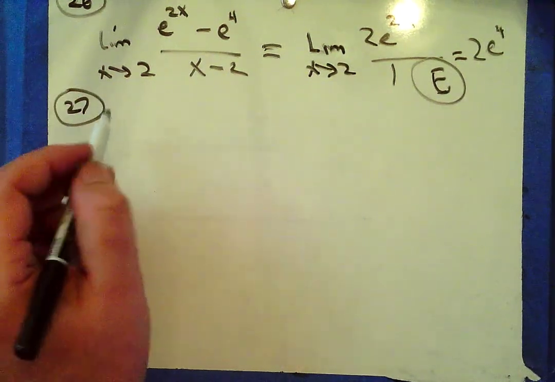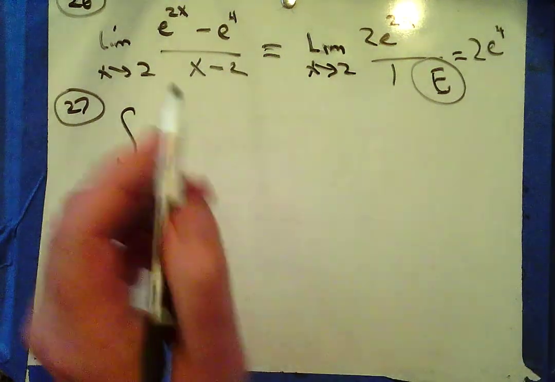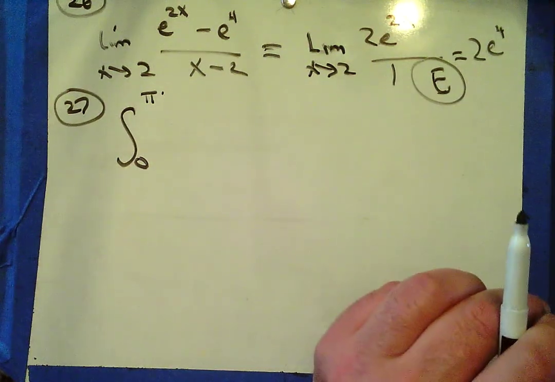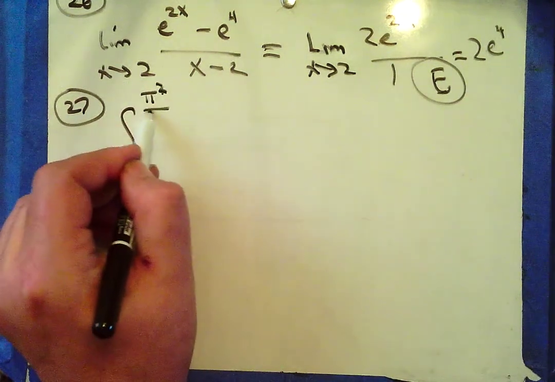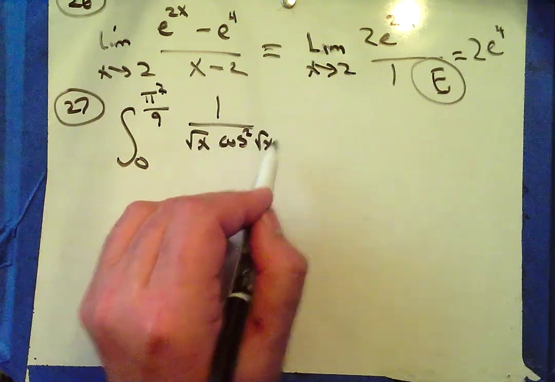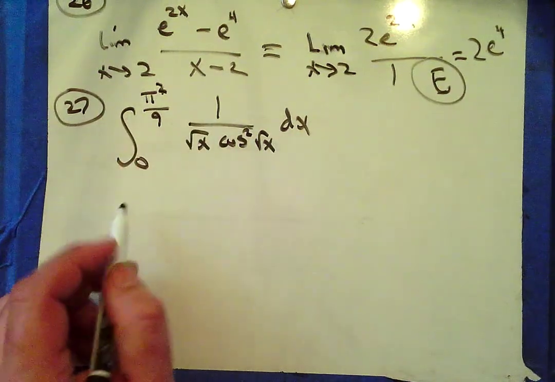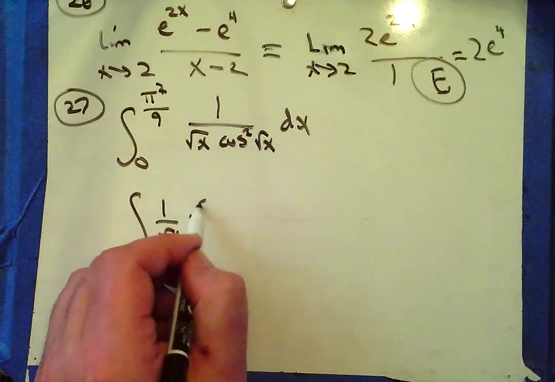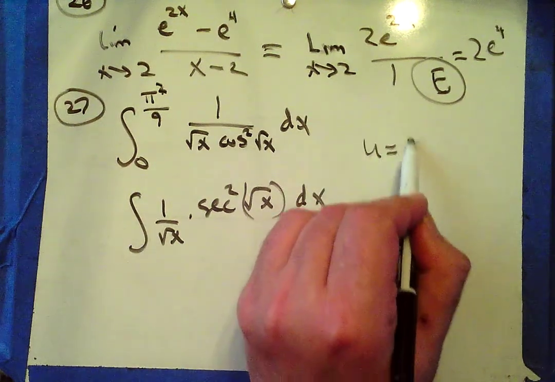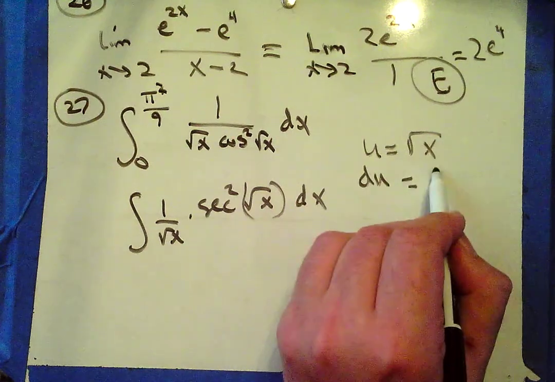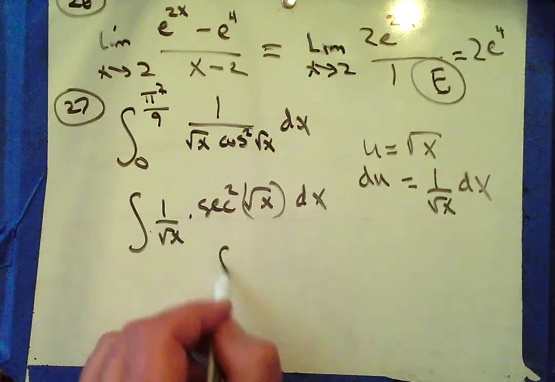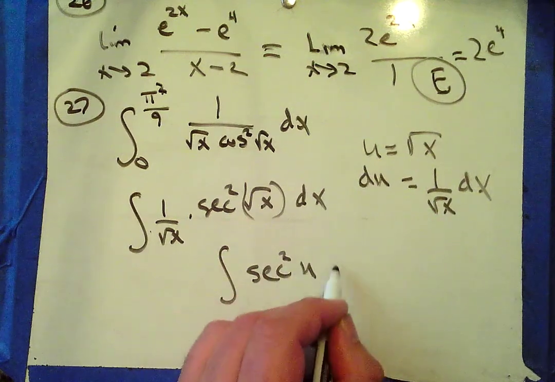27. Okay, 27 is the integral from 0 to pi squared over 9 of 1 over square root of x cosine squared square root of x dx. When I look at this, I see 1 over root x times secant squared root x dx. And this is a u sub, where u is square root of x, and du would be 1 over root x dx. That's right there. So this then becomes the integral of secant squared u du.